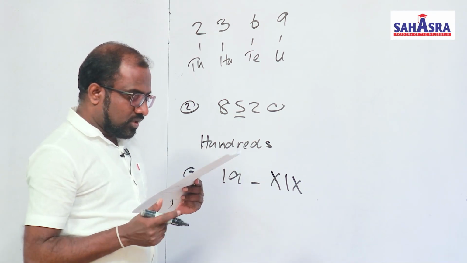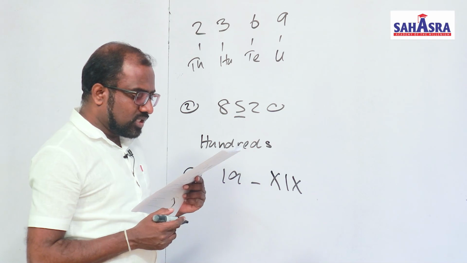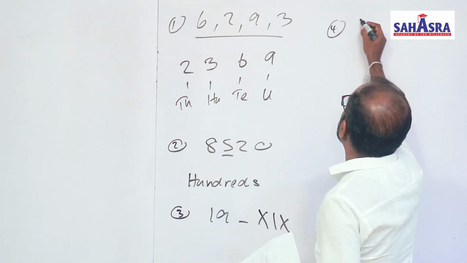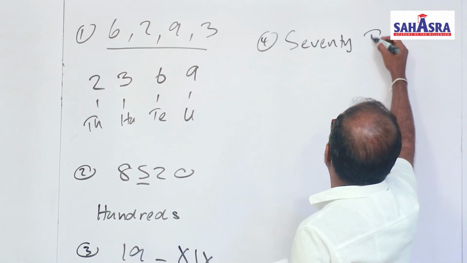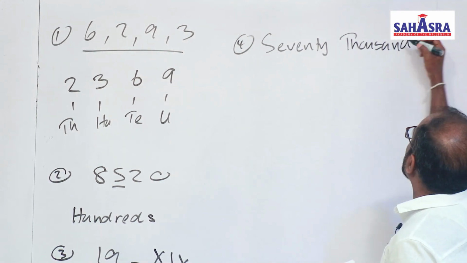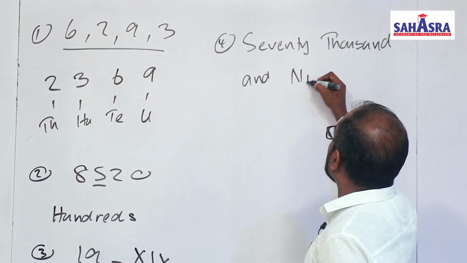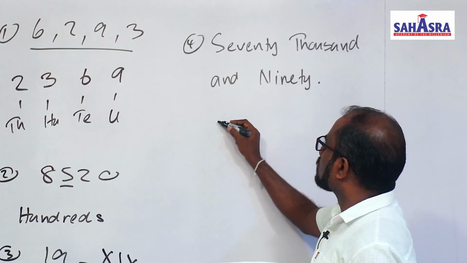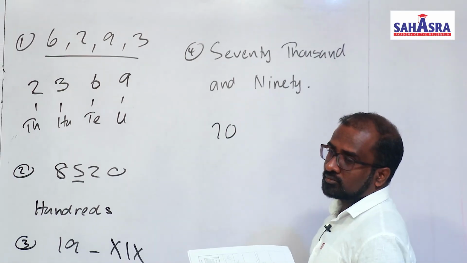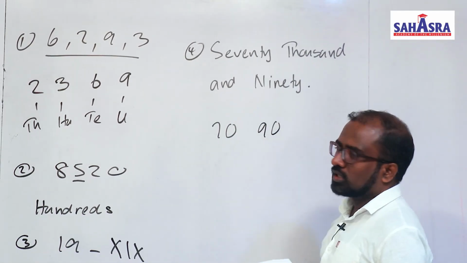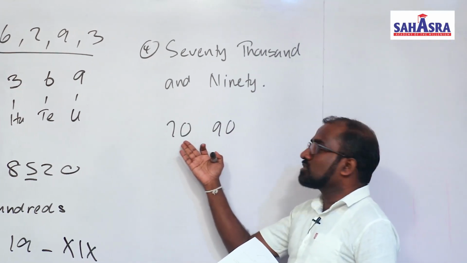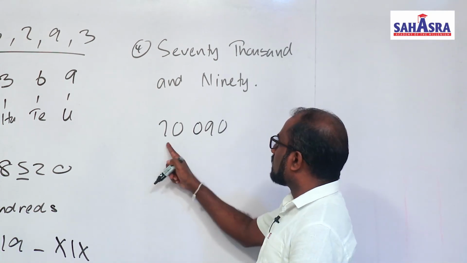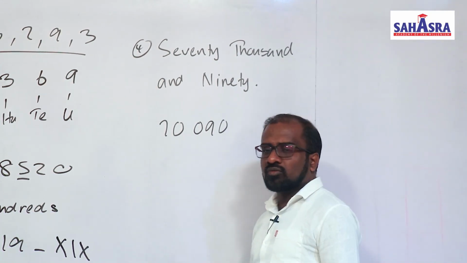Fourth question: write the number in digits, 70,090. So how do you write this number? 70,000. In the 1000 column you have to write 70. Then if you write 90 like that, it is not 70,090. That is 7,090. So here you have to put a 0 in this zone. 70,090. That's how you have to write that number.